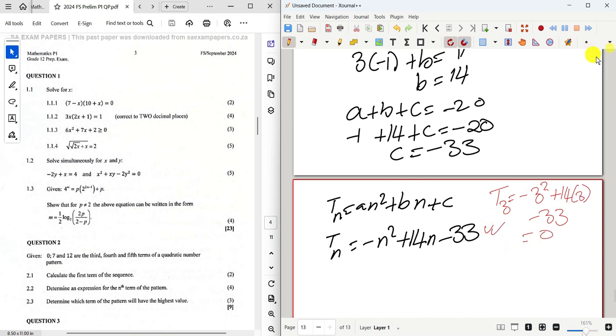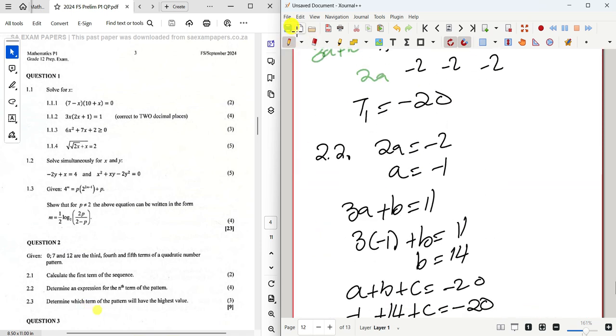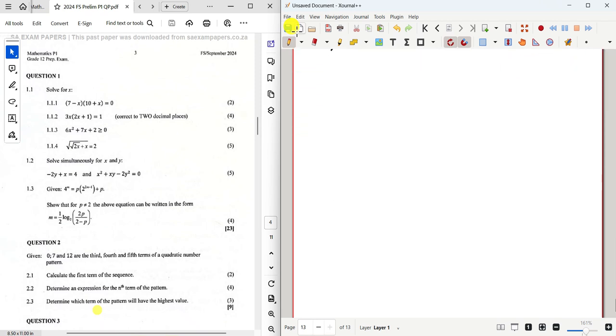Okay, now let me go back, it's not the size that I was using, and I'm using black. So it means the formula or the general term is correct. Right? Now let's go to 2.3.